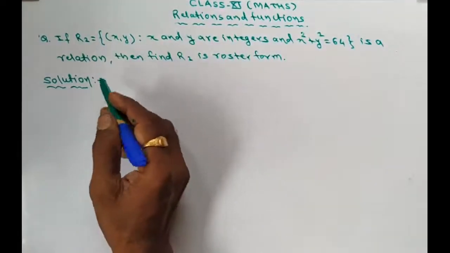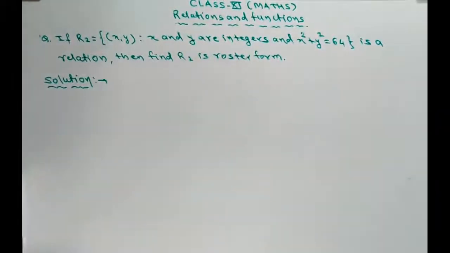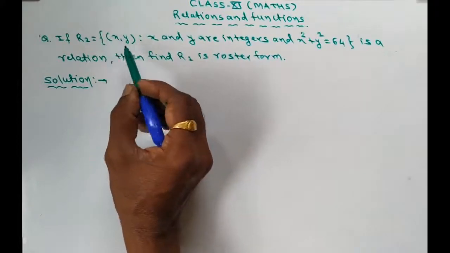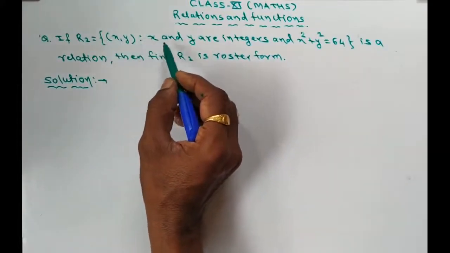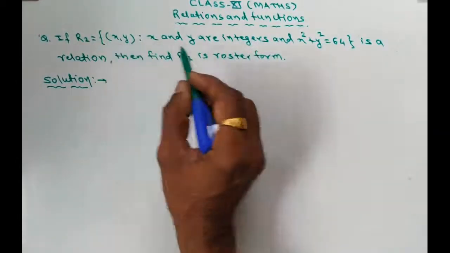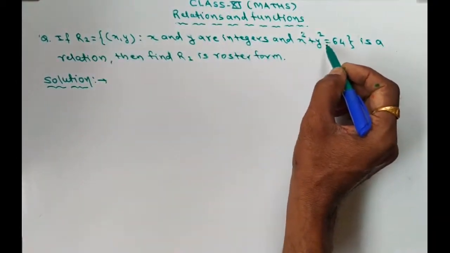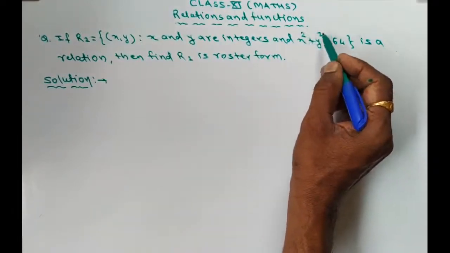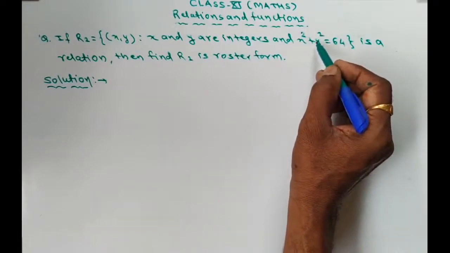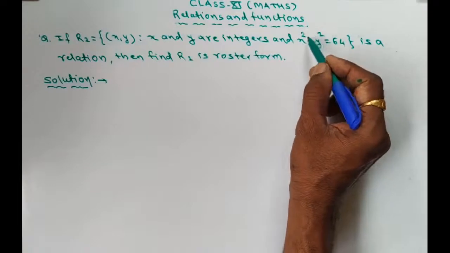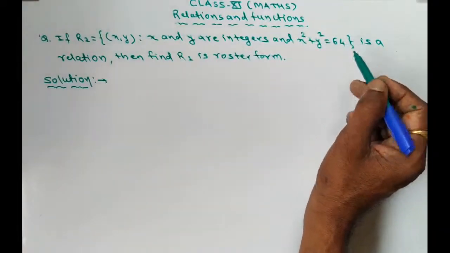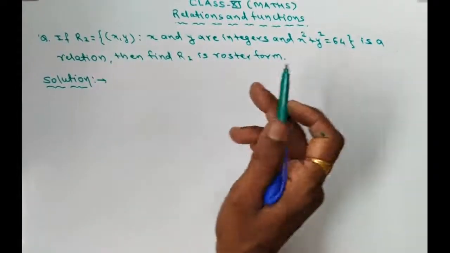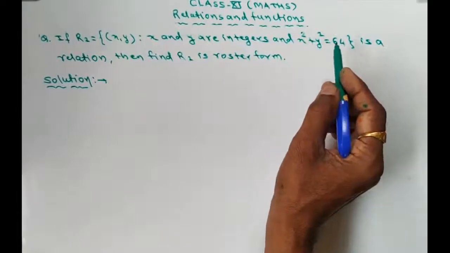See students, now next question. If R2 is a relation of ordered pairs xy such that x and y are integers, and x² + y² should be 64. So how should the values of x and y be so that the sum of the squares of the domain and the range will equal 64? Then find R2, this relation, in roster form. You have to find the ordered pairs which satisfy x² + y² equal to 64.